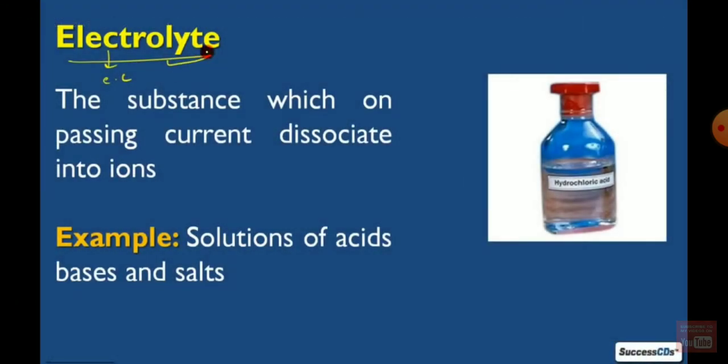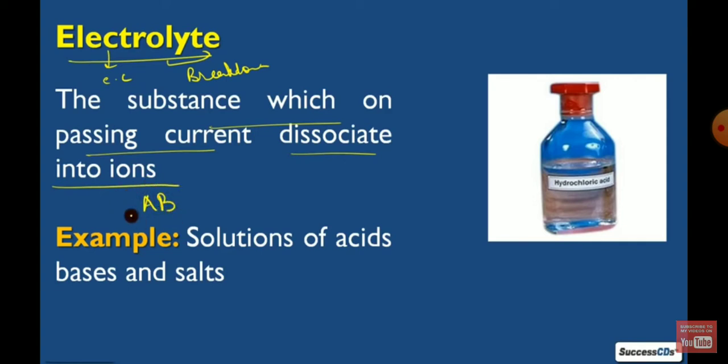For example, they are telling you that solutions of acids, bases and salts. In the first video I told you that electrolytes are of two types, strong electrolyte and weak electrolyte. Strong electrolyte like sulfuric acid solution, weak electrolyte like lemon juice, vinegar that we are using at home, and rainwater, that is also a weak electrolyte.